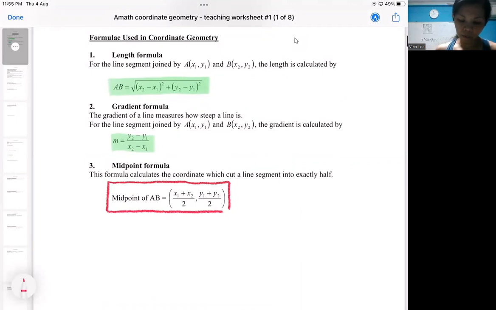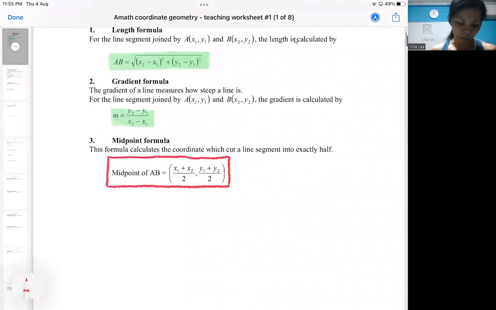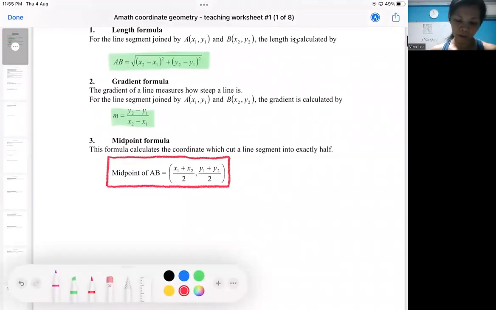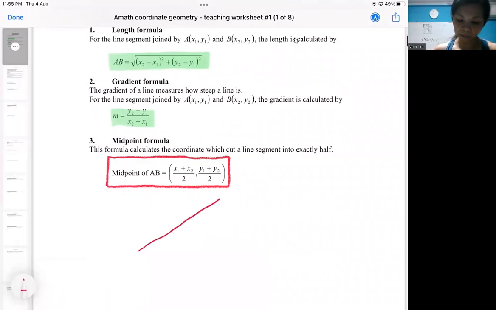So I'm going to show you the idea on midpoint. There are a few cases where you have to use midpoint. Later on, you'll be using midpoint in perpendicular bisector, and you'll be using midpoint in some geometrical shapes, like rectangle, parallelogram, rhombus. Okay, so I'm going to use a numerical example to show you.